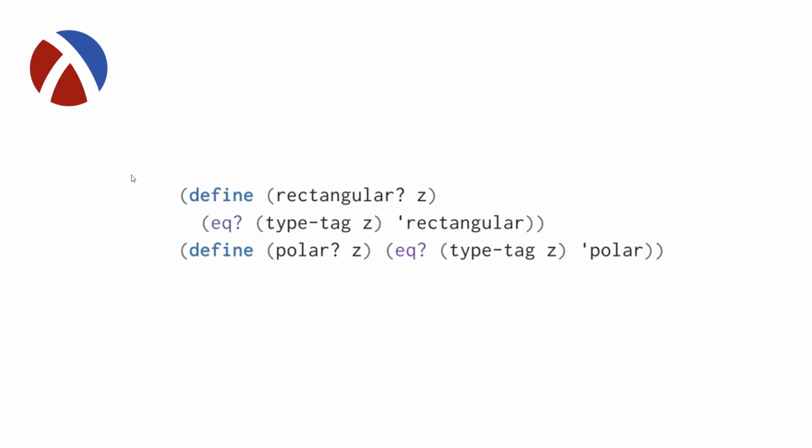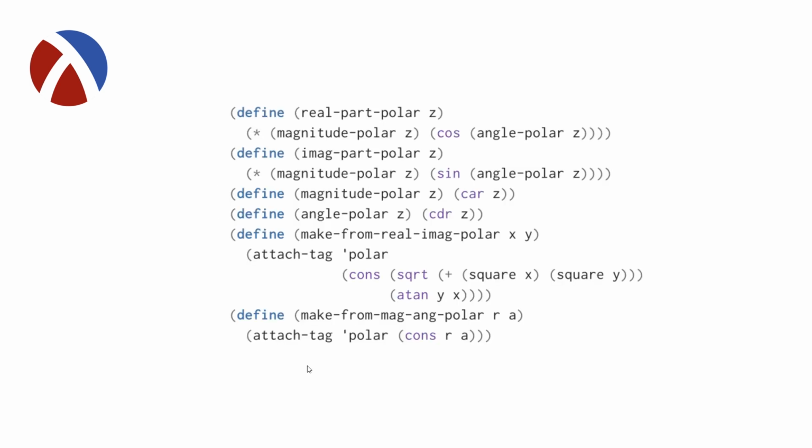Now, using this type tag procedure that we just defined, we can define these predicate procedures, rectangular? and polar?, to check if we have a tag attached that corresponds to either the rectangular or polar representation. Once we've done this, you can see that in our constructors that we saw earlier, we can call attach-tag to attach a tag to each one of these constructors.